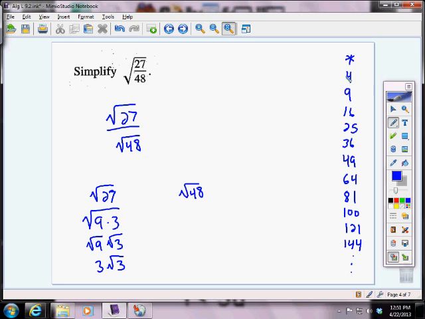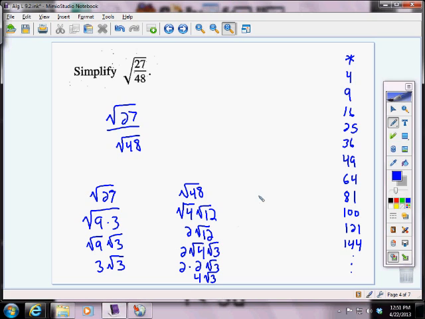Does 48 have any perfect square factors? Now in this case, guys, you definitely could use 4, but you're going to want to use 16. If you used 4, well, let me show you with 4. If I did 48 divided by 4, I would get the square root of 12. So I'd have the square root of 4 times the square root of 12. So I'd have 2 square roots of 12. The problem is 4 goes into 12 again. So I would write 2 times the square root of 4 times the square root of 3, because 4 times 3 is 12. And then I end up with 2 times 2 square roots of 3, or 4 square roots of 3. Absolutely nothing wrong with that.